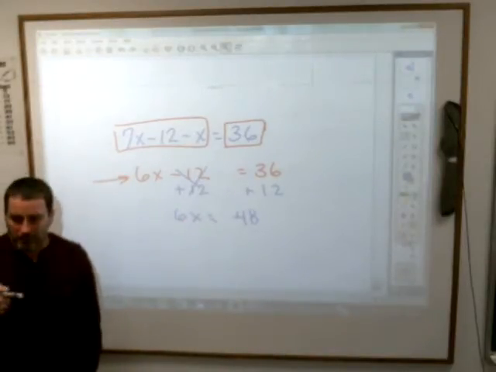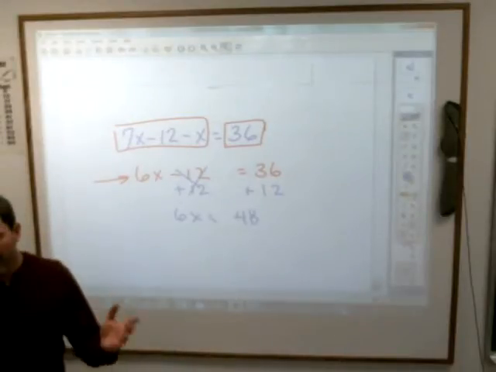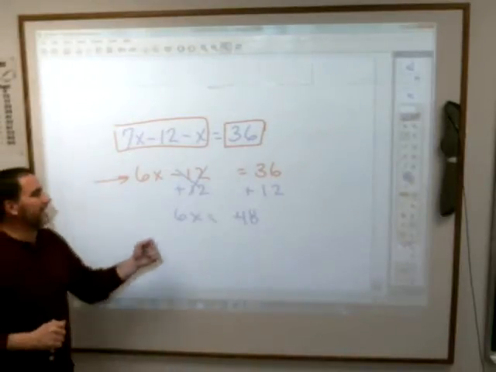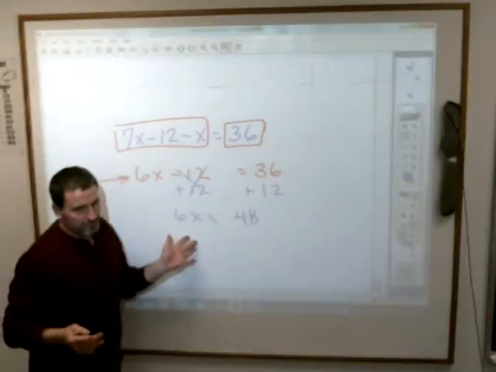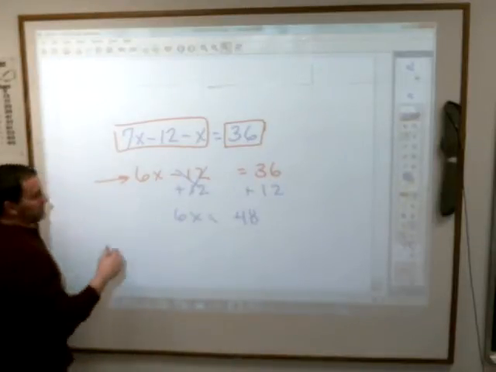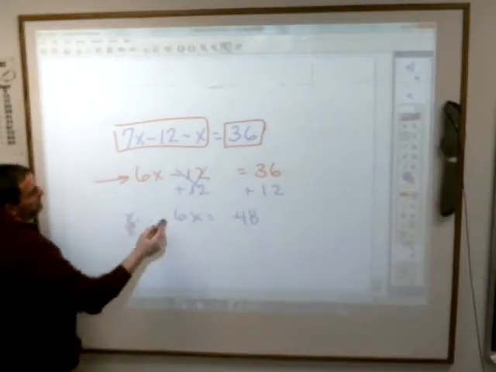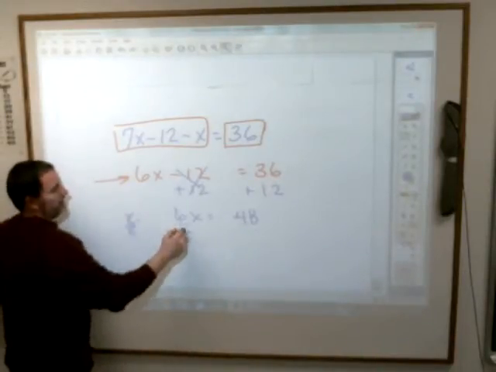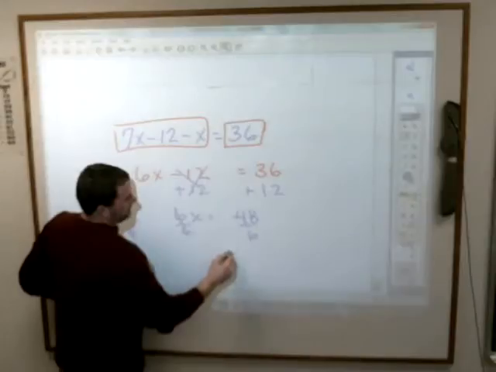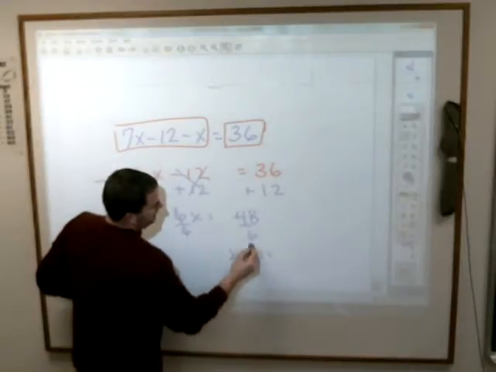Then the last step, children, always is either multiply or divide, and almost 95% of the time it's going to be division. The only time you'd see multiplication is if it was x over 6 equals 48, and rarely does that happen. Usually it looks like this. You divide by 6, you divide by 6, x equals 8.